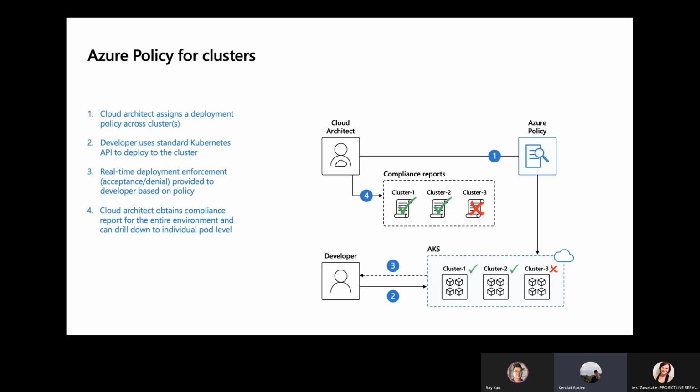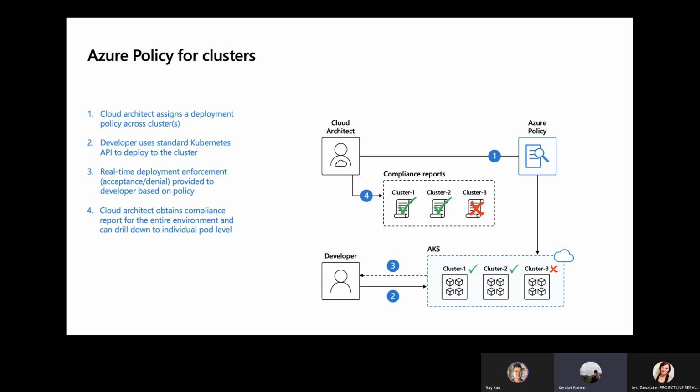So what does this look like? Pretty simple. I think this just puts it into perspective. Let's say your cloud architect chooses from a set of predefined policies for your AKS cluster, and then applies this through Azure Policy, and then you have a developer that's interacting with that cluster using the Kubernetes API. Maybe the developer says, hey, I want to run a kubectl apply and pass in this YAML file that's going to spin up a couple pods in a service. Let's say they do this on cluster 3.